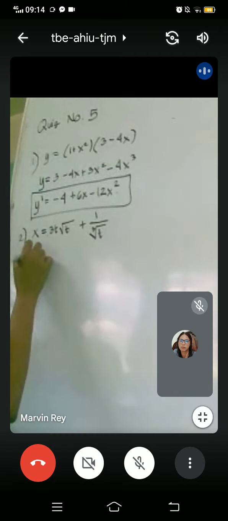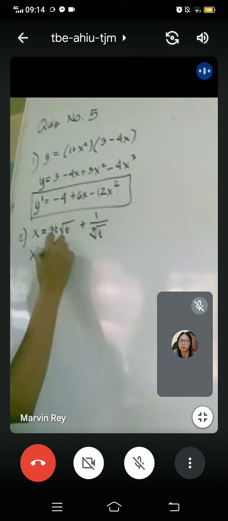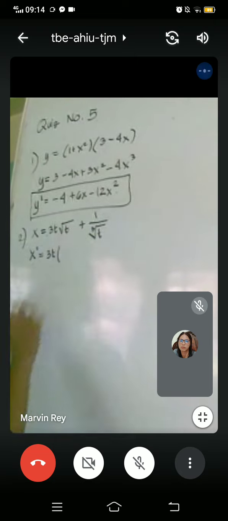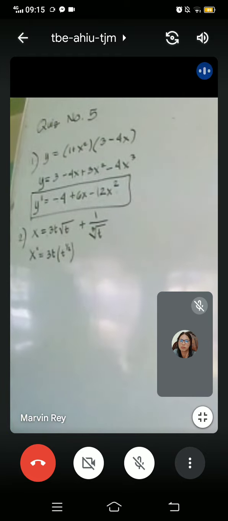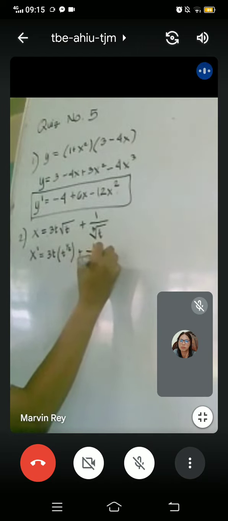So, therefore, derivative of x is x prime. Therefore, 3t square root of t, how will you convert this one? So, you have to eliminate the radical sign. 3t times square root of t is what? t to the power of 1 half. Diba? So, mamaya itong i-review. Then, plus 1 over cube root of t is t to the power of 1/3.